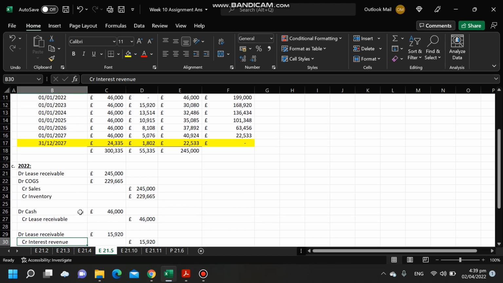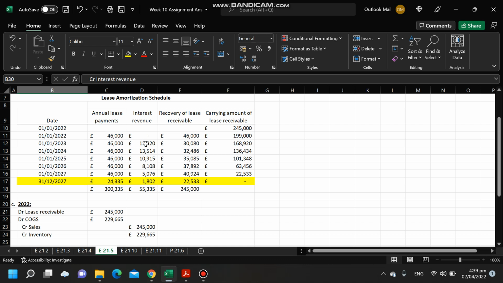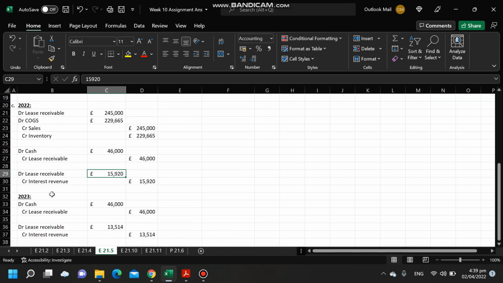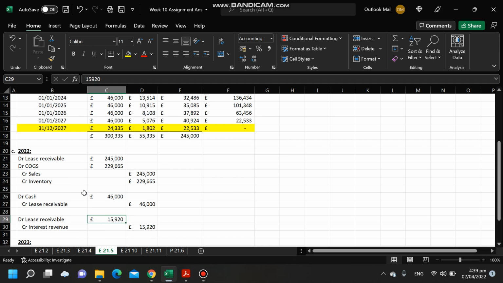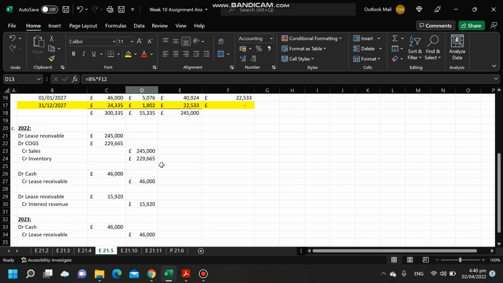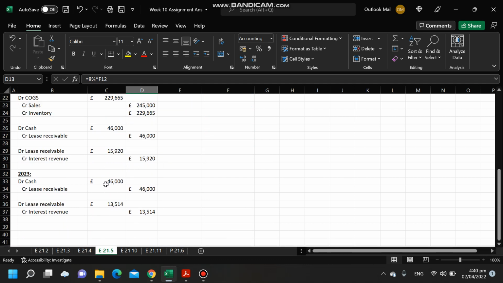So for 2022, the next payment is 1st January of 2023. So we must record the interest first before the payment as the adjusting entry. So debit lease receivable, credit interest revenue 15,920. For 2023 itself, we only record the rental payment. So debit cash, credit lease receivable 46,000. And then the same thing, we must do the adjusting entry for the interest. So it is debit lease receivable, credit interest revenue 13,540.